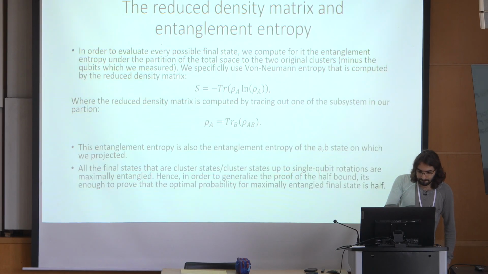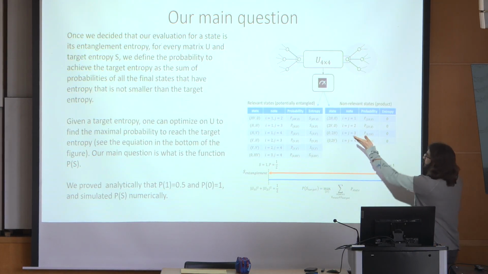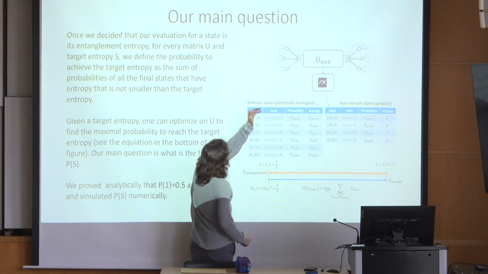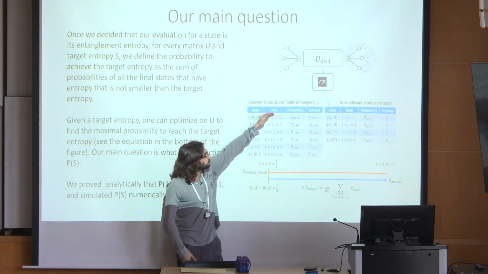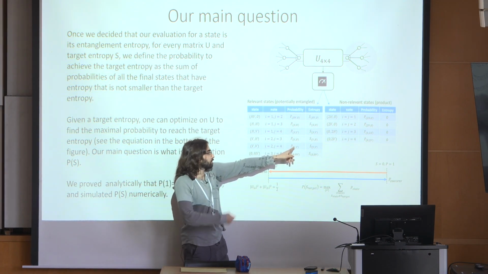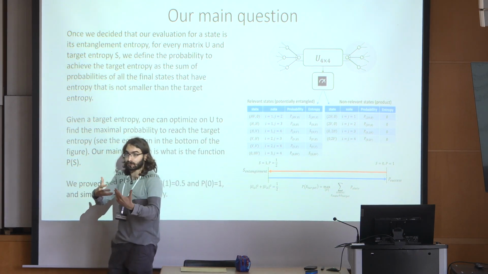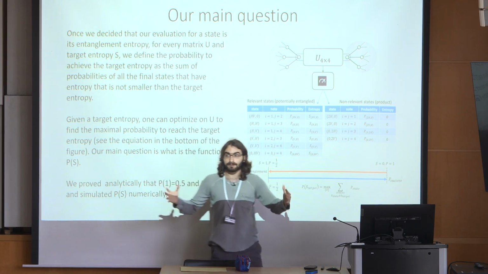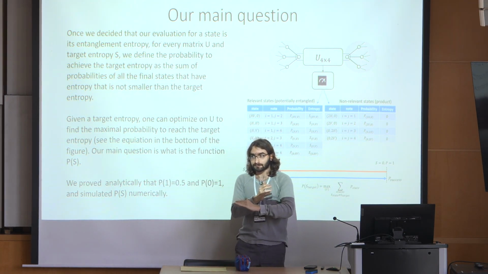And one more thing we did, this is our analytical analysis. For every possible final state, depending on the result of our measurement, we computed its probability and its entanglement entropy. It's the entanglement entropy of the state we project onto, which is also the entanglement entropy when we divide the set of qubits into the two original clusters that we fused together.